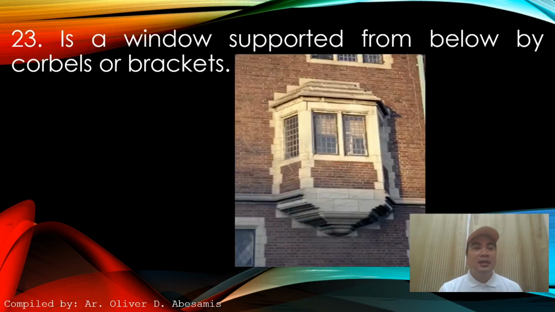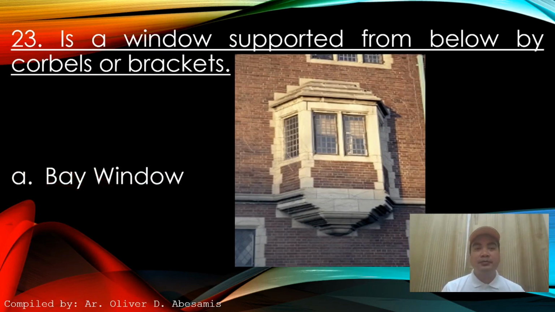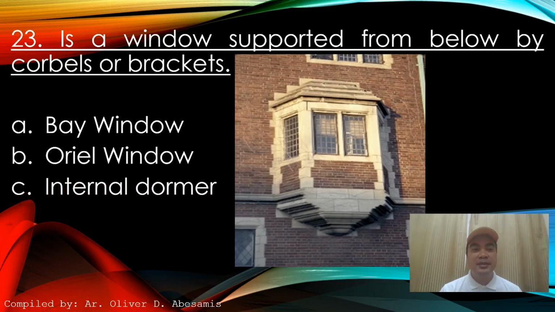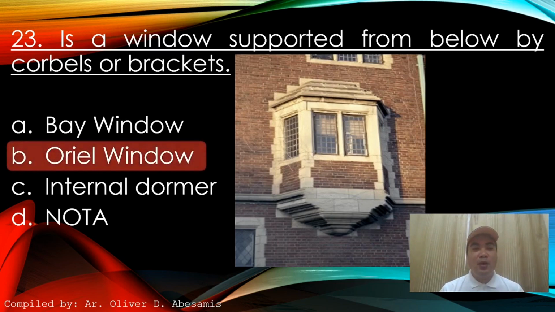Next, this is a window supported from below by corbels or brackets. A. Bay window. B. Oriel window. C. Internal dormer. And D. None of the above. Answer? B. Oriel window.